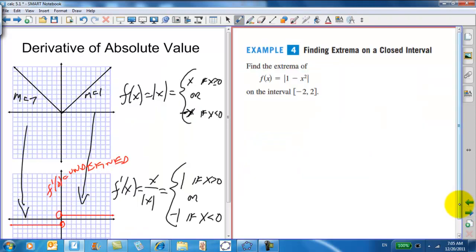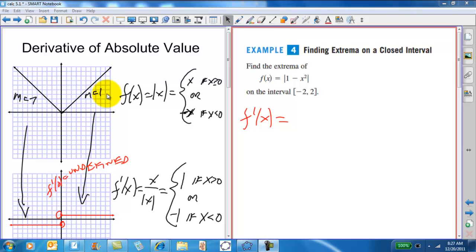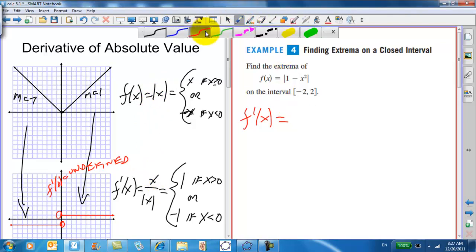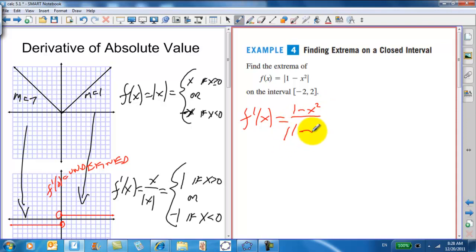Okay, for our last example, we're going to actually do one. Here's our last example of finding extrema on a closed interval. We have an absolute value function. So when we do the derivative, we can borrow this rule we just talked about, and we get the function, which is 1 minus x squared, the thing inside the absolute value, all divided by the absolute value of that thing. But then don't forget the chain rule, the derivative of the inner function, which is negative 2x.